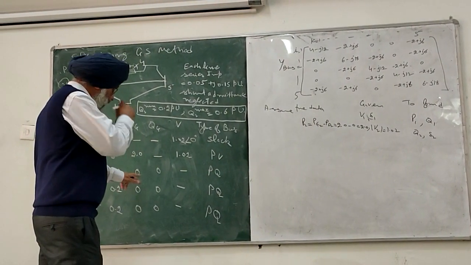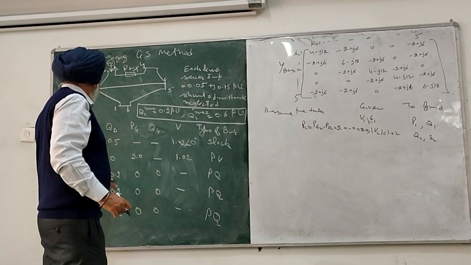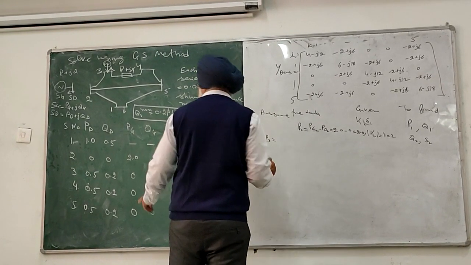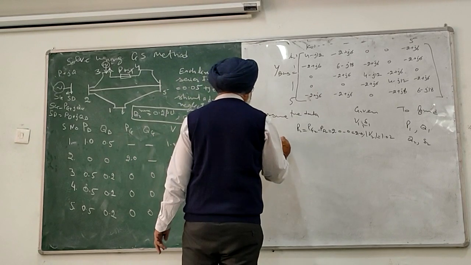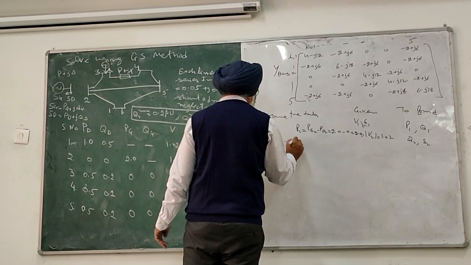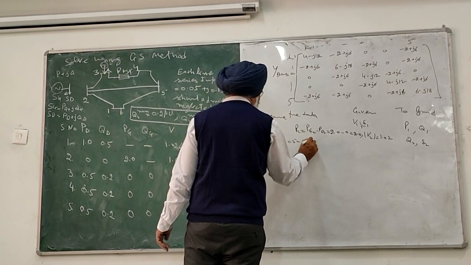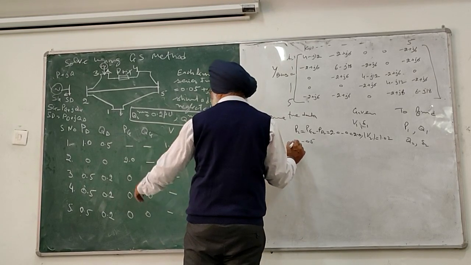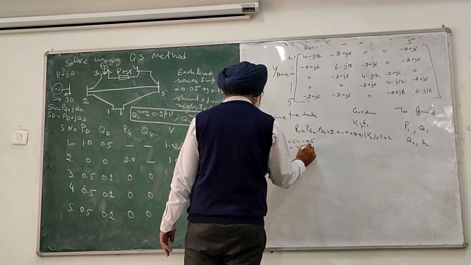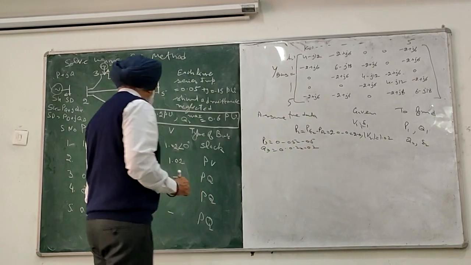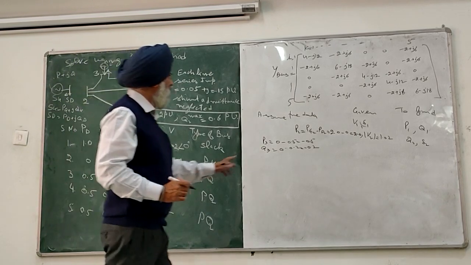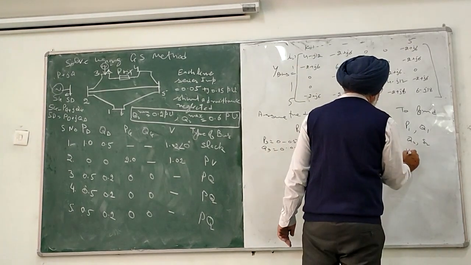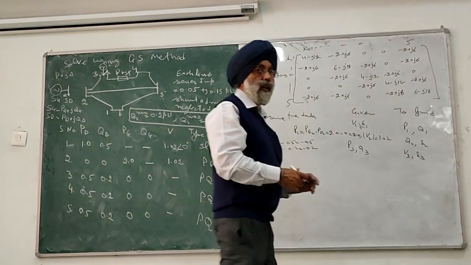For bus number 3, PG and QG are 0, and PD and QD are given. So P3 is equal to 0 minus 0.5, that is minus 0.5, and Q3 is equal to 0 minus 0.2, that is minus 0.2. So P3 is given, Q3 is given, and we have to find V3 and delta 3.